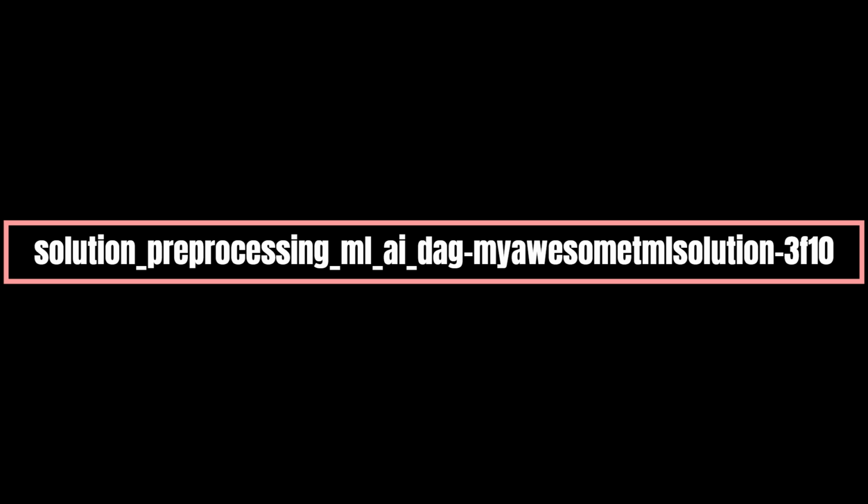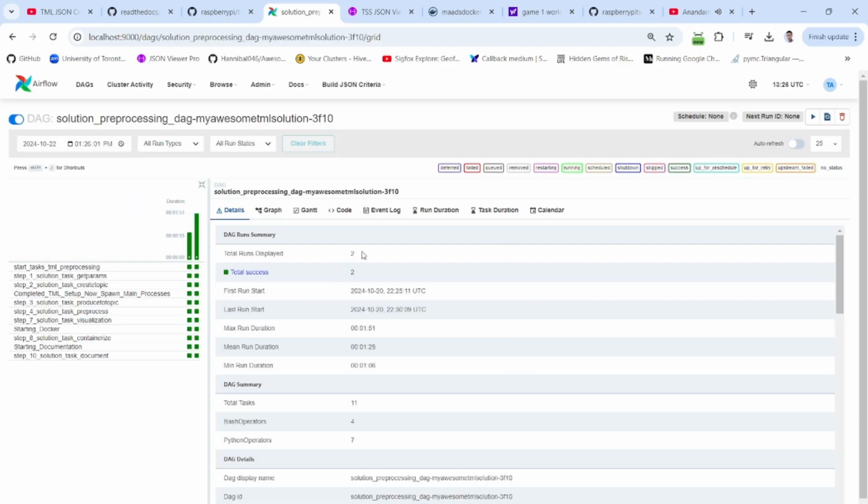Here is another solution DAG. This solution DAG, Solution Preprocessing DAG ML AI My Awesome TML Solution 3F10, is doing processing, ML, and AI using a local file to ingest the data under the project name My Awesome TML Solution 3F10. Note, if a DAG does not have gRPC, MQTT, or REST, then it defaults to local file. More details on the solution templates can be found on the TML Read the Docs site in the Solution Template section. Now, we are ready to run the TML solution.